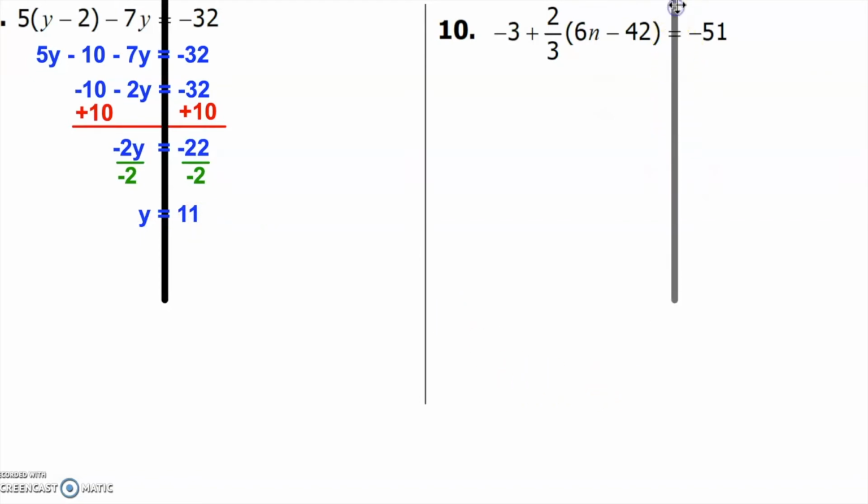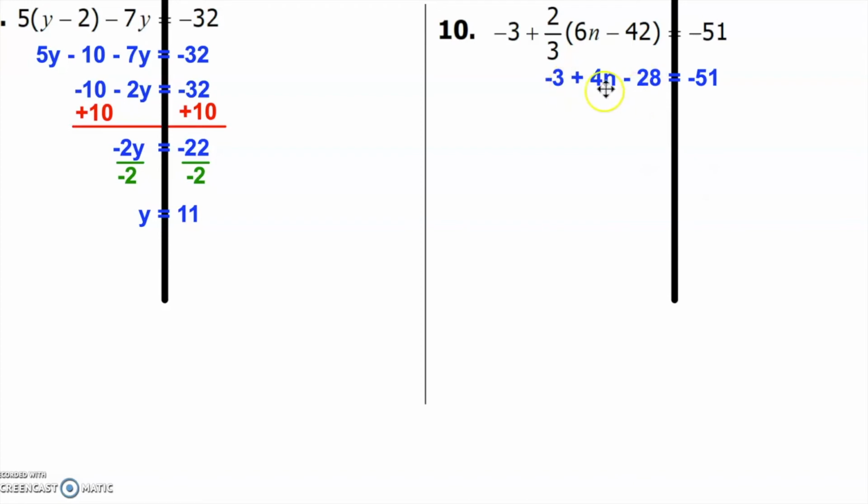Right, on this side, I'm going to split that equals, and notice I have a negative 3 plus 2/3. I cannot combine those because the 2/3 is in front of that set of parentheses. I need to multiply the 2/3 times the parentheses first before I can combine any like terms. So I have 2/3 times 6n and 2/3 times negative 42. The negative 3 is just going to come down. So 2/3 of 6n is 4n. 2/3 of 42 is 28.